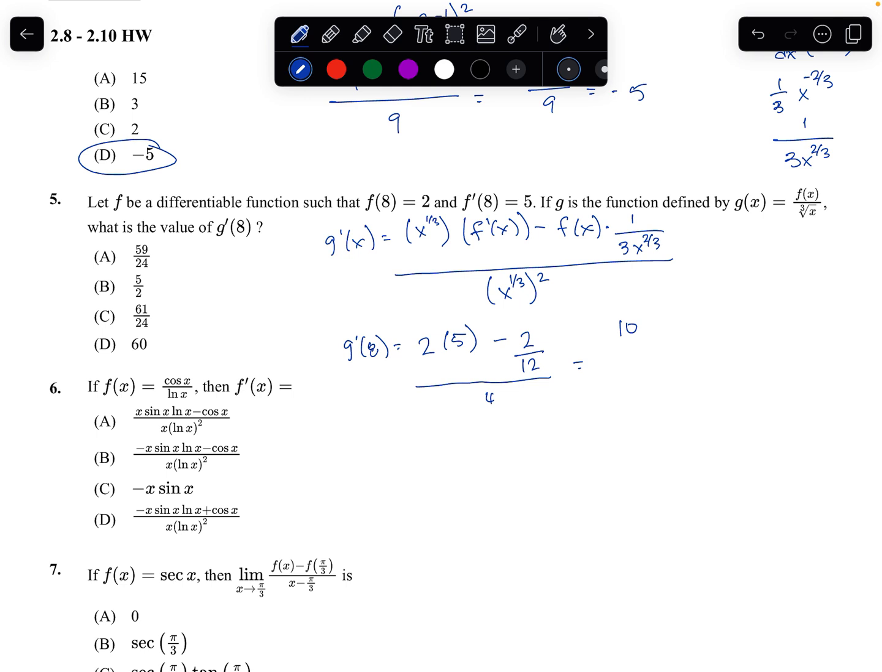Okay. I'm going to do minus 1/6 over 4. I want a common denominator here, so I'm going to multiply top and bottom here by 6, so that's 60 over 6 minus 1 over 6 over 4. That's equal to 59 over 6 times 1/4 if I do the keep change flip, so that's 59 over 24. So that's going to be A.